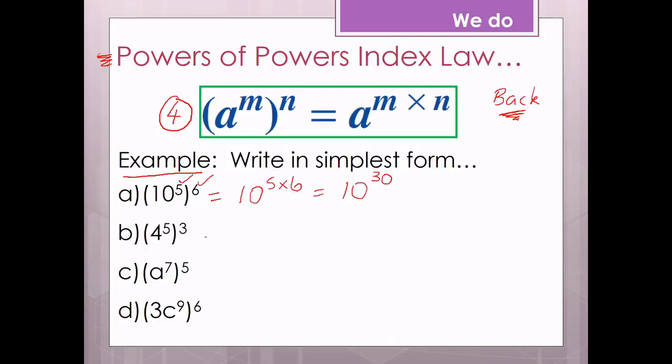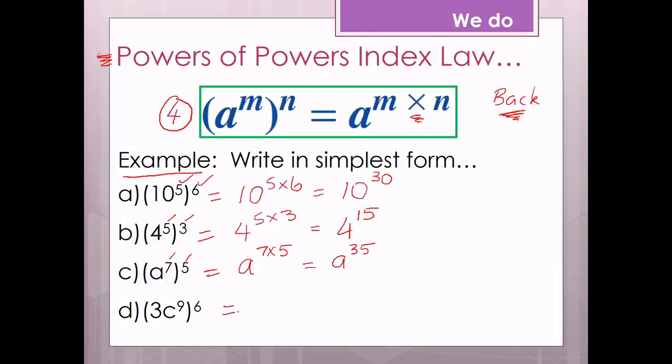The second one here, which is 4 to the power of 5 to the power of 3. Again, I'm raising a power to another power. So I simply multiply the powers together. 5 times 3 gives you 4 to the power of 15. You might like to pause the video here and try the third one yourself. A to the power of 7 to the power of 5. You're raising a power to a power, so you're going to multiply. So after you multiply the powers, 7 times 5 equals 35.